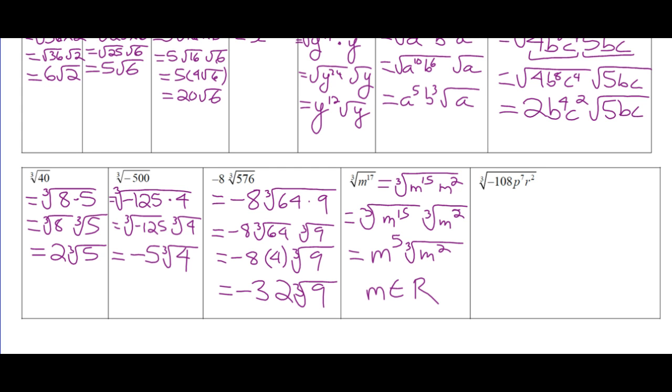Okay, remember, we're going to keep the negative with the perfect cube, right? Keep the negative with the perfect cube. Then it's going to come out, right? Because it's going to have a cube root.